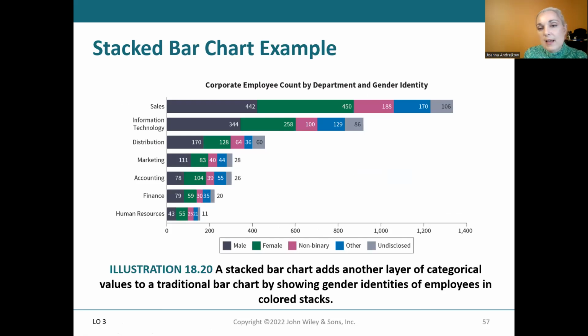So here we look at employees by department based on their gender. So we see how many male employees, female, non-binary, other, and undisclosed are in sales, human resources, etc.